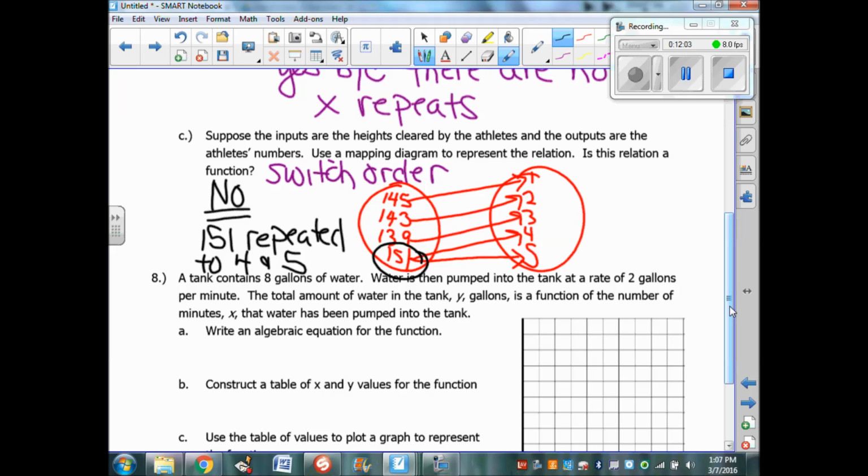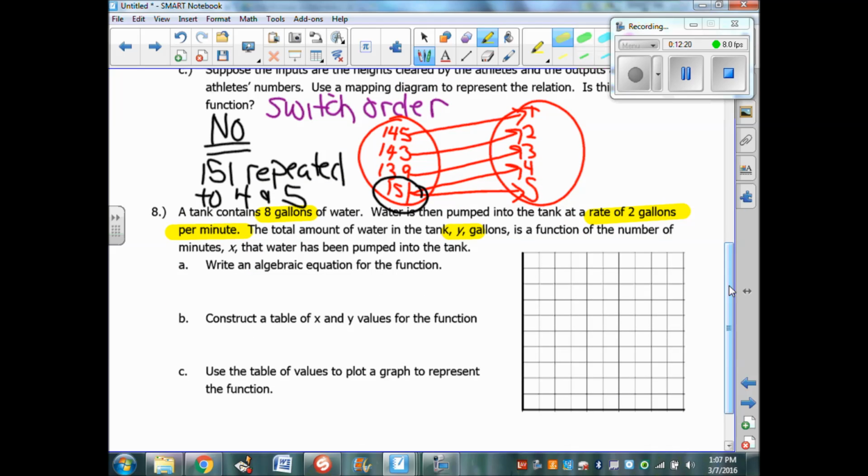And then the last one, it says a tank contains 8 gallons of water. Water is pumped into the tank at a rate of 2 gallons per minute. The total in the tank is Y, and the number of minutes is X. Write an algebraic equation. So if it says equation, it's got to have an equal sign for this function. So Y equals, it started with 8, and it adds 2 gallons every minute. You could also write it in mx plus b form.